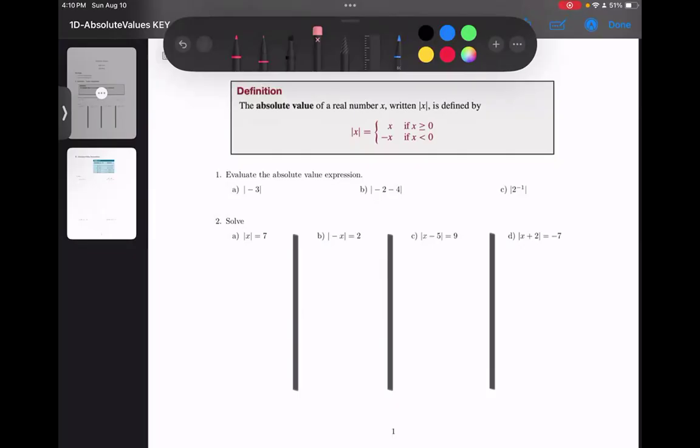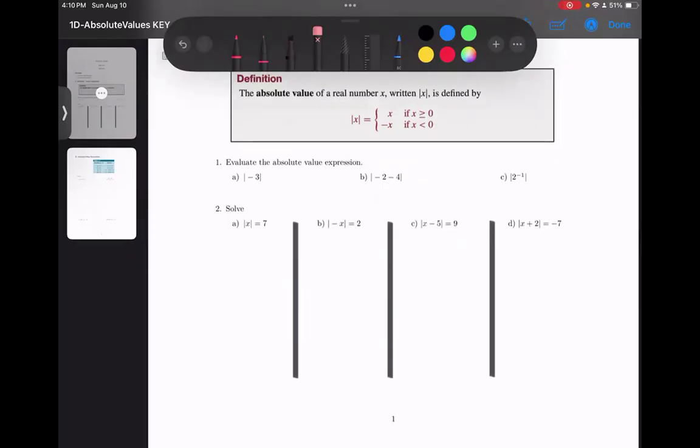So if the number inside is positive or zero, we just keep it as is. And if the number inside is negative, we flip its sign to make it positive. Let's take a look at 1A. I want us to evaluate the absolute value of -3. Inside, we're going to drop that negative and turn it into positive, because absolute value is distance. Distance cannot be negative.